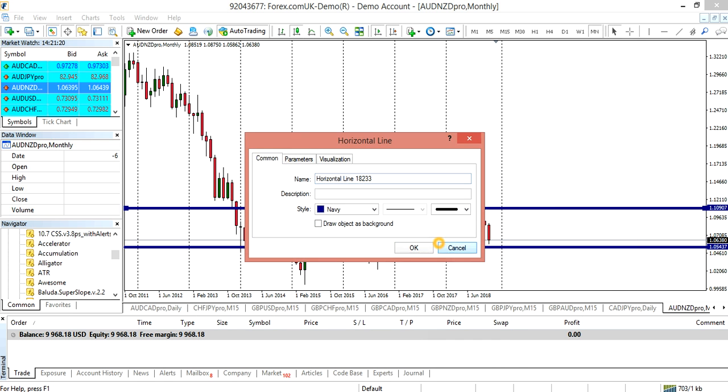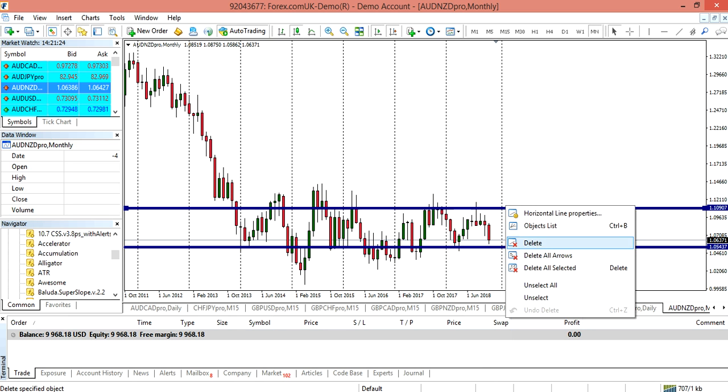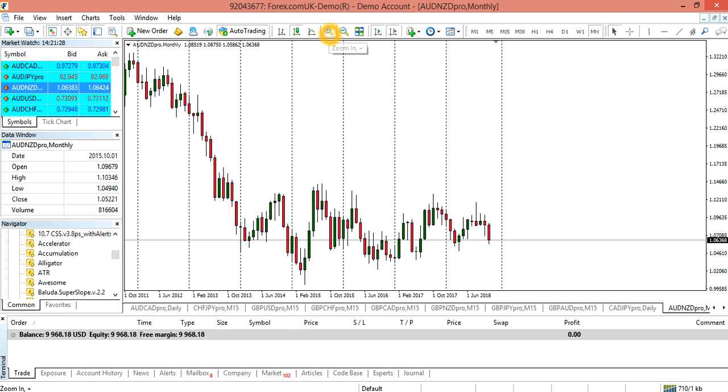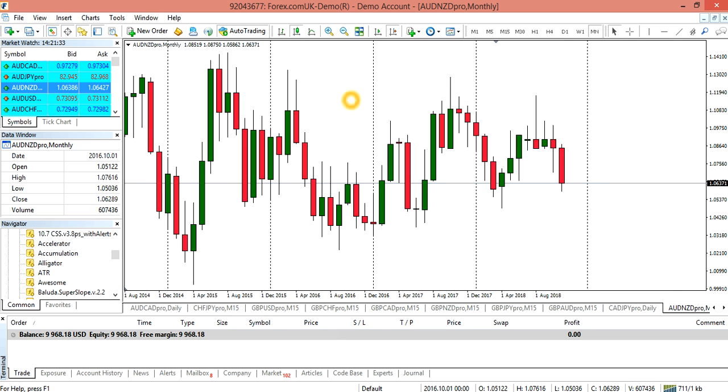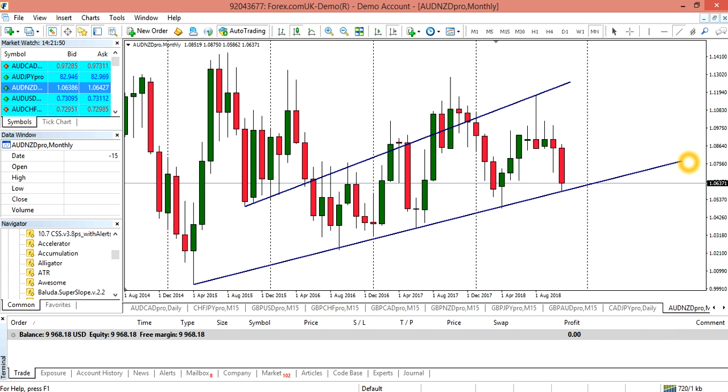Another thing that I see here, if I remove these lines, and another thing that you might see, I'm going to show this to you right here, which is what I'm using. If I use a line here, and if I draw a line up here, and if I draw a line from here, this is my uptrend line.